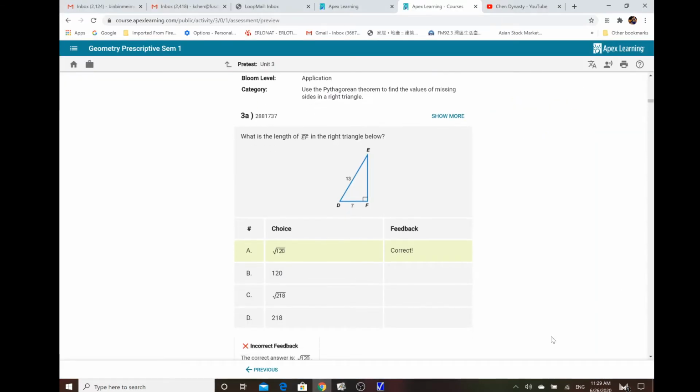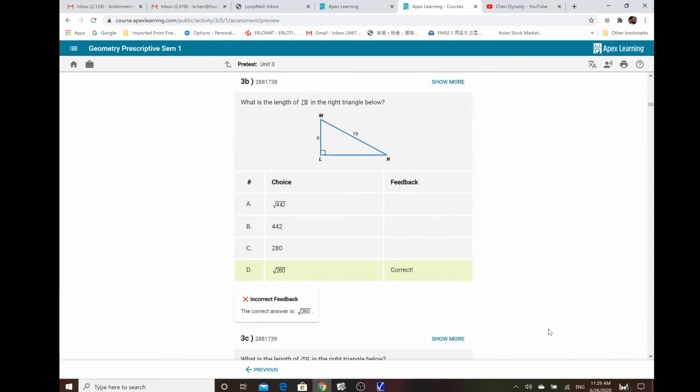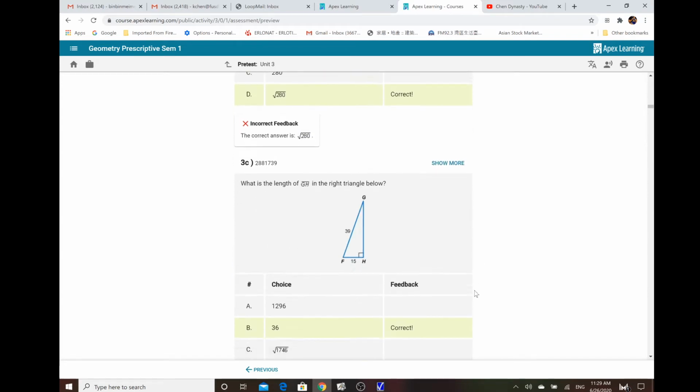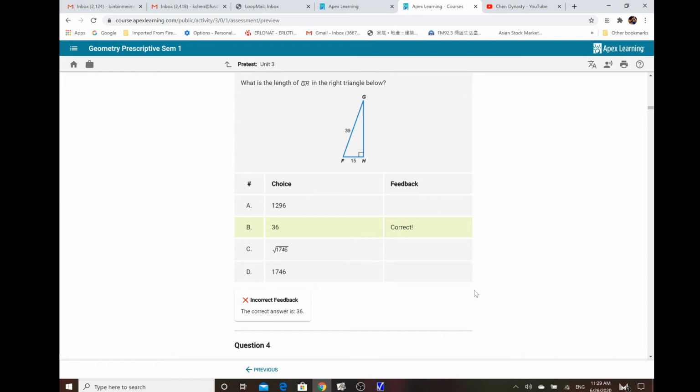Okay, going back to 3b, it's quite similar. So c squared minus a squared equals b squared. So once you plug in a number there, evaluate it and simplify it all the way through, you end up with square root of 280. And then 3c is quite similar.